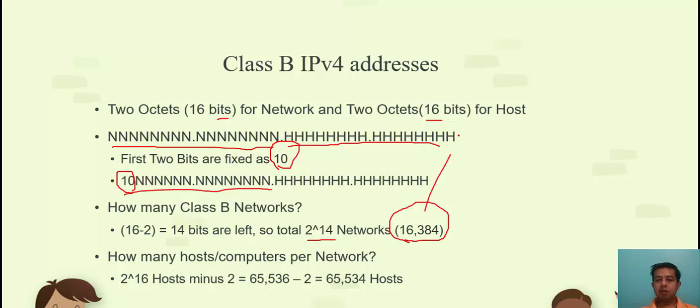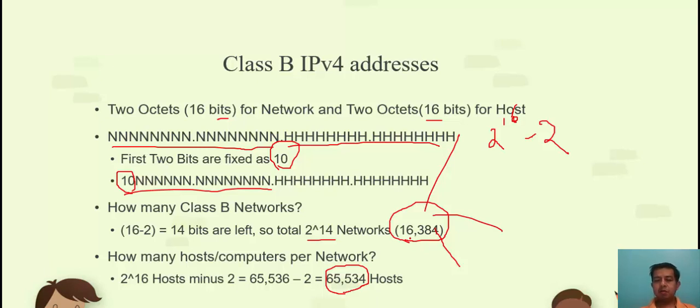So one organization buys a class B address, another organization buys a class B address, another organization buys another class B address. So how many computers can be connected in each network? Because 16 bits are left, theoretically we can connect 2 to the power 16 computers per network, but again we have to subtract 2. Why 2? Because all zeros are not allowed and all ones are the broadcast address. So basically 2 to the power 16 hosts minus these two, which makes 65,534 hosts per network.